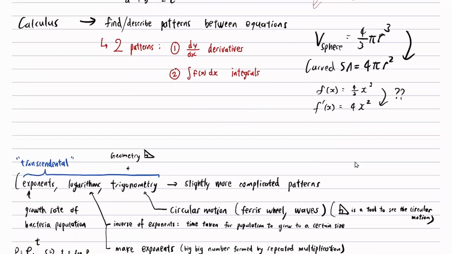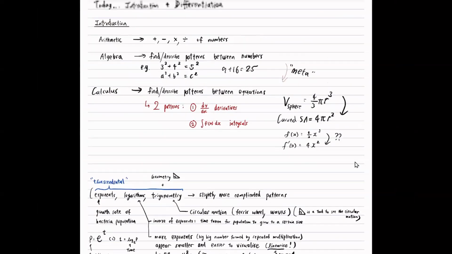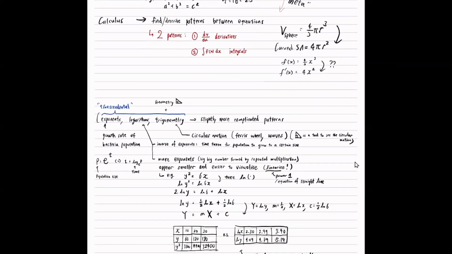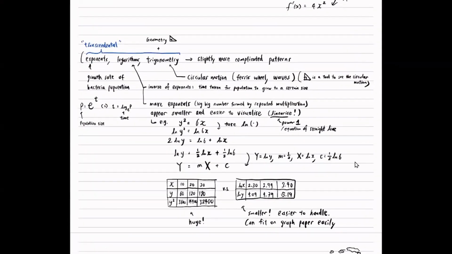Moving on. So what else? Just now I said that algebra can help you find and describe patterns between numbers, right? But there are other ways to describe it, which are known as the transcendental functions. It's just a fancy name. Don't need to go into the details, but basically they are the exponents, the logarithms, and the trigonometrical functions, which you have already learned. I also wrote down some of their applications as a summary.